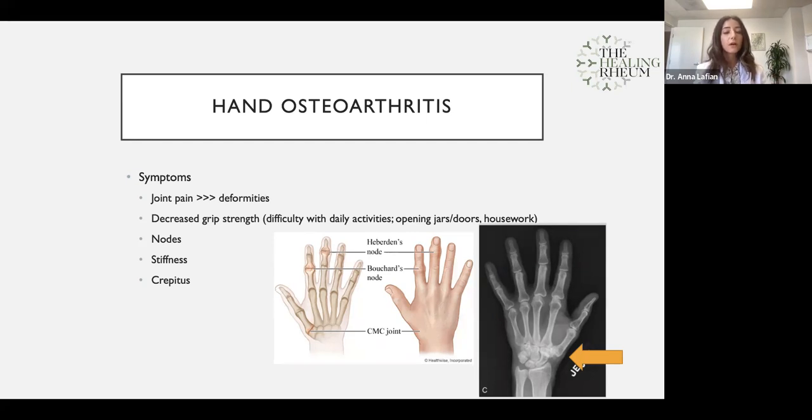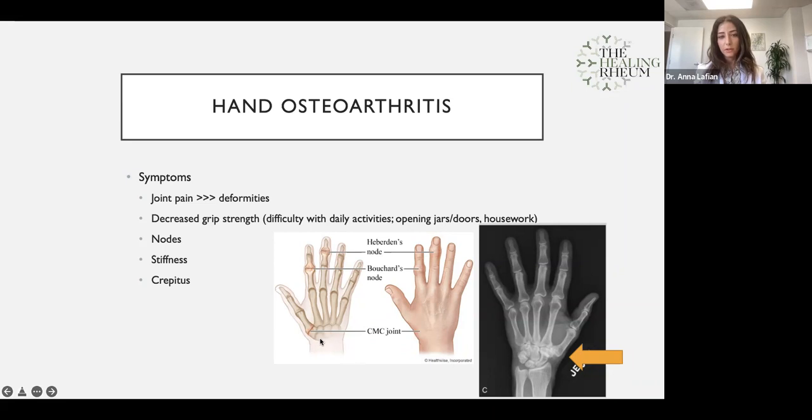You can develop nodes, and the nodes here, so the ones that are located on the most distal joint, the little tiny joint that we have at the edge of our fingers, is called a Heberden's node. And then the one in the middle and these joints here are called a Bouchard's node. And then this is your CMC joint. The reason they highlighted it is one of the most common areas to get osteoarthritis is in this joint here.